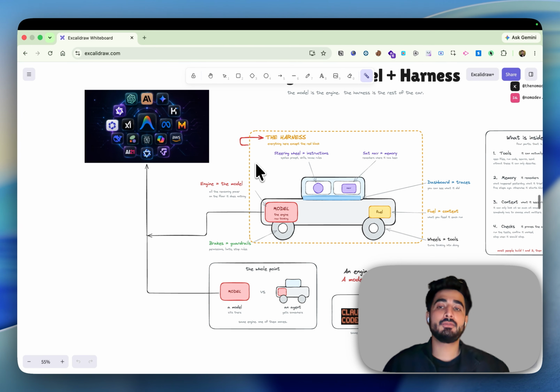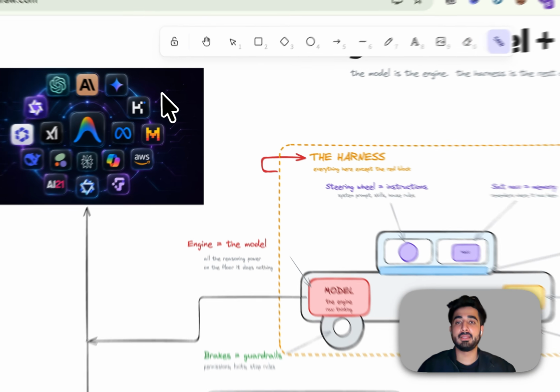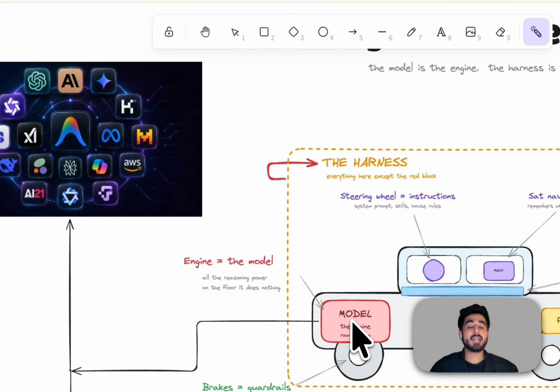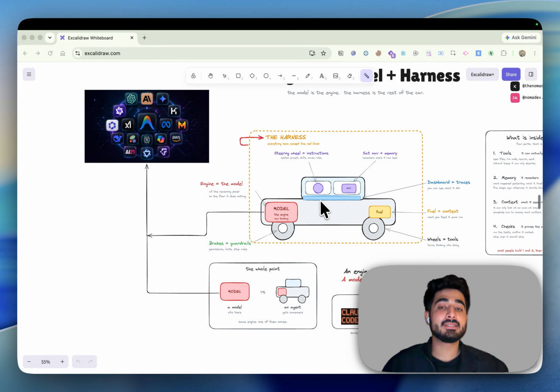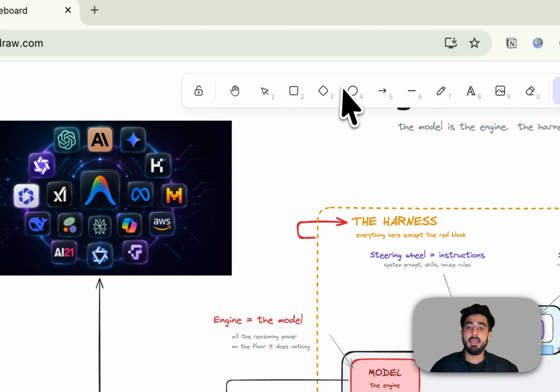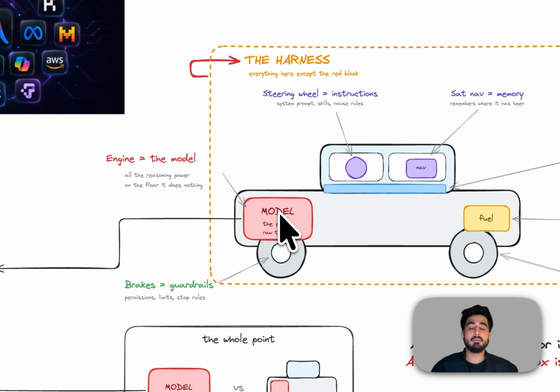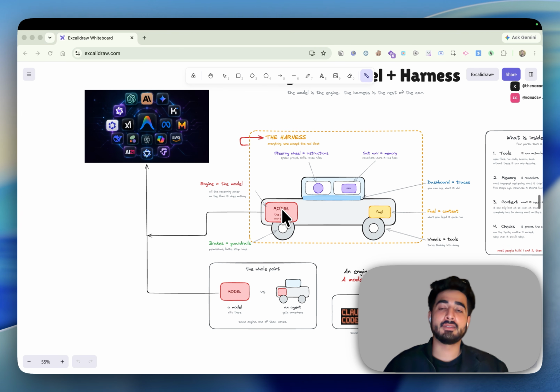Take the engine out, put it on the floor, turn it on. It will roar, but it goes absolutely nowhere. Okay, so this is the last time I'm using the car example. From here on, we are doing the real things. So the actual definition of harness is the runtime environment that turns a model output into real actions. And once you see it that way, a lot of things make sense.